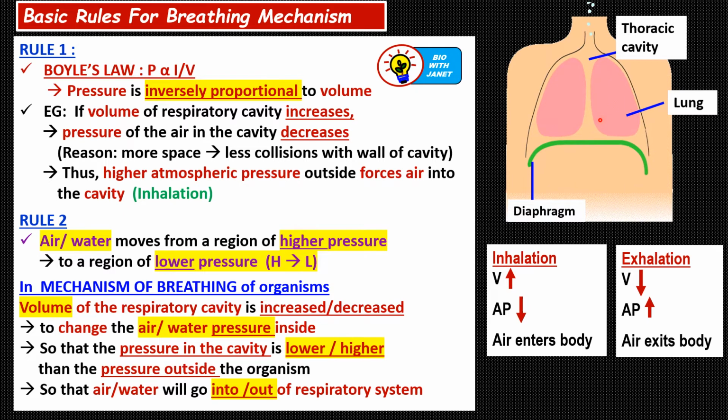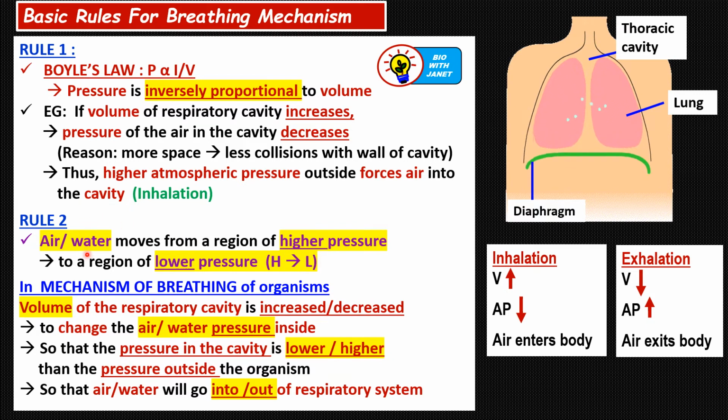Thus, higher atmospheric pressure outside forces air into the cavity. When the volume of the respiratory cavity or thoracic cavity increases and the air pressure decreases, the pressure outside will be higher than inside the thoracic cavity. So the higher air pressure outside forces the air into the body and air enters the body. Exhalation is just the opposite. Volume of thoracic cavity will decrease so that the air pressure increases and air exits the body. We'll come to that in a short while.